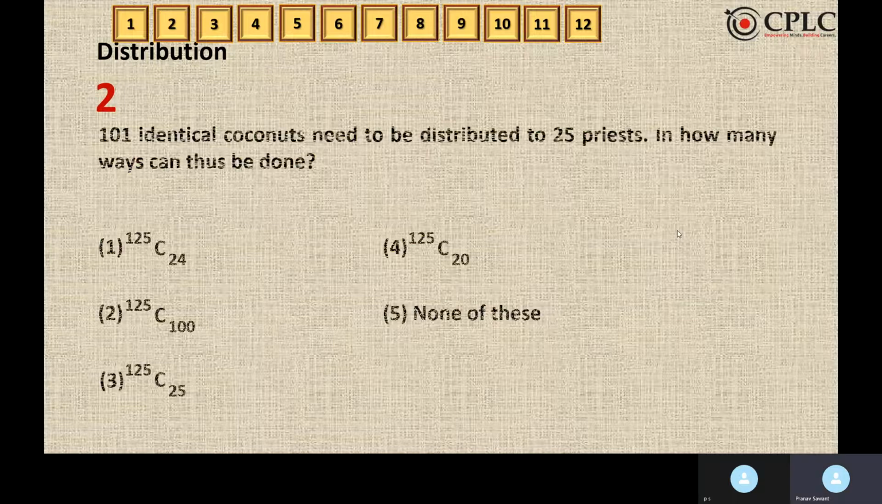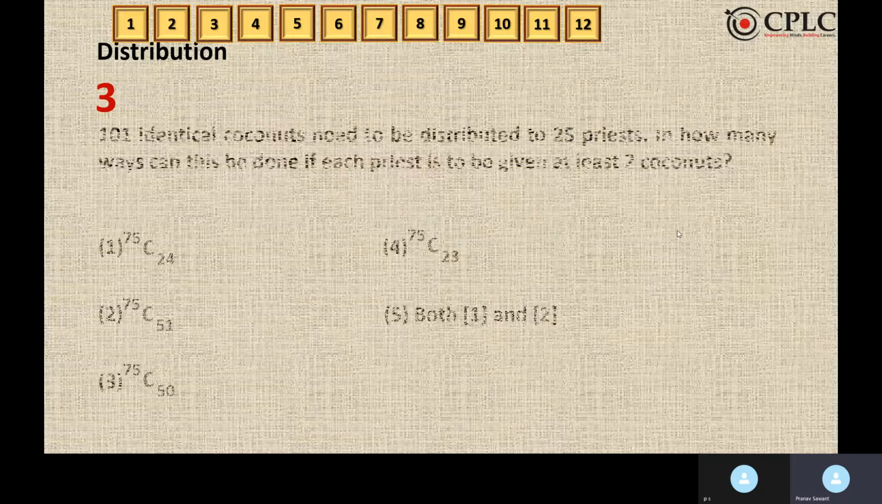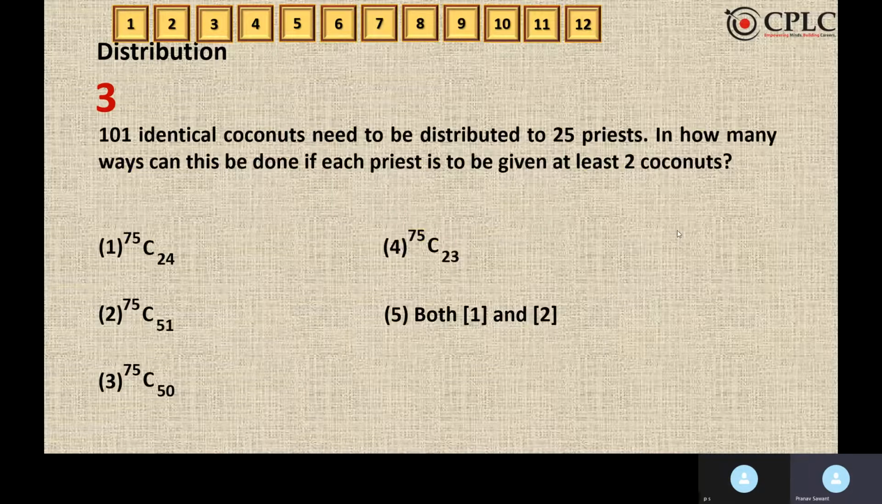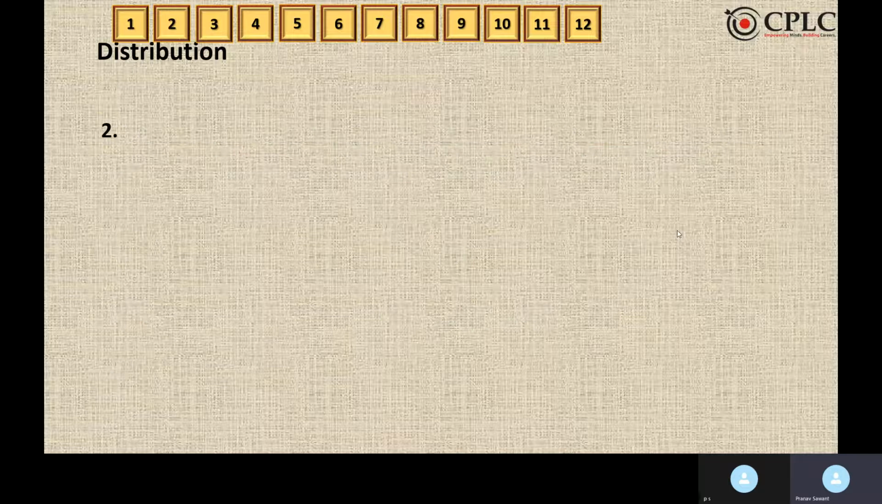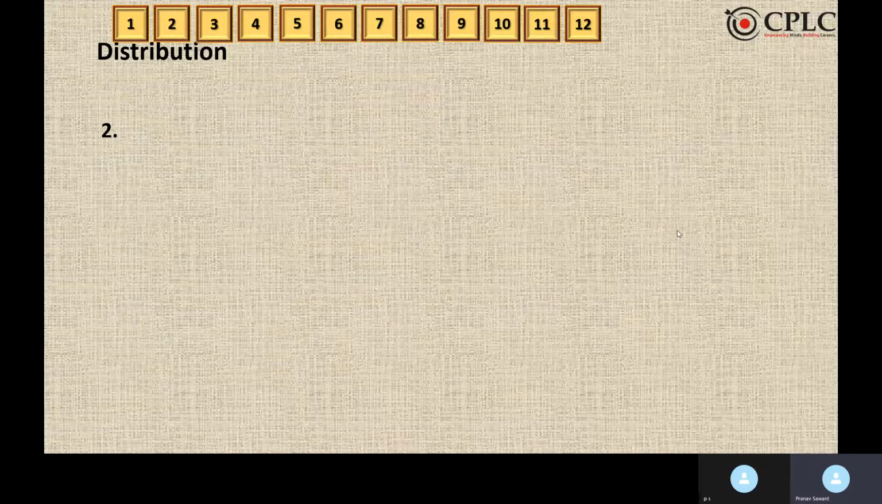101 identical coconuts need to be distributed among 25 priests. In how many ways can this be done? Now, question 3 is 101 coconuts need to be distributed to 25 priests. In how many ways can this be done if each priest is given at least 2 coconuts? So question 2 and question 3 are interrelated. Question 3 just has one change, that is each priest is to be given at least 2 coconuts. Let's move to question 2 now.